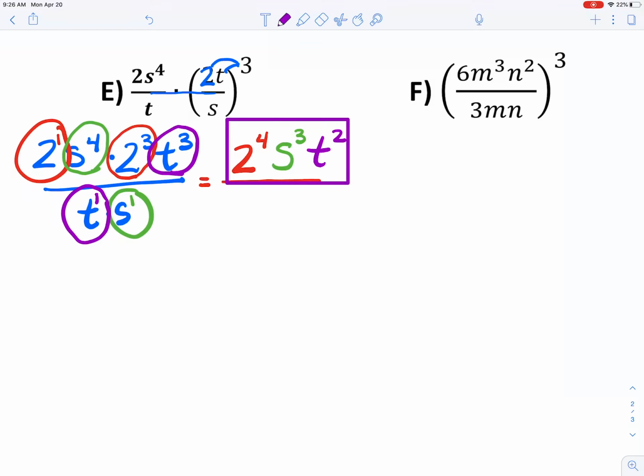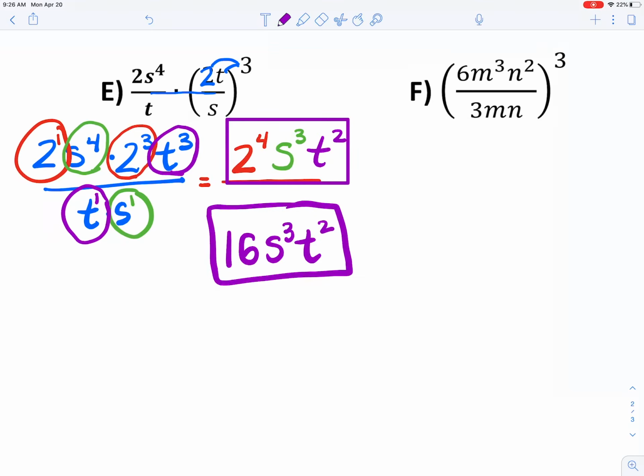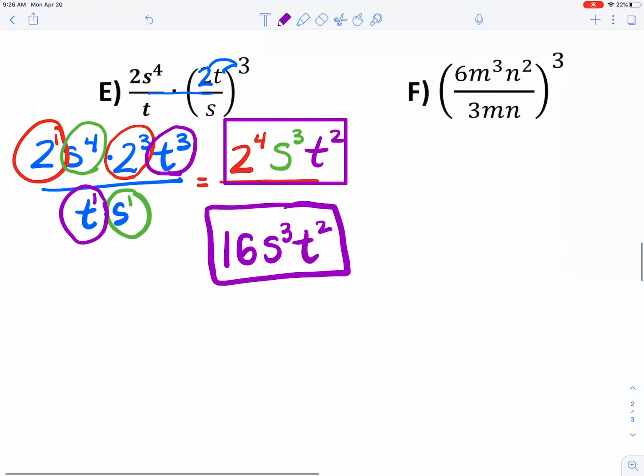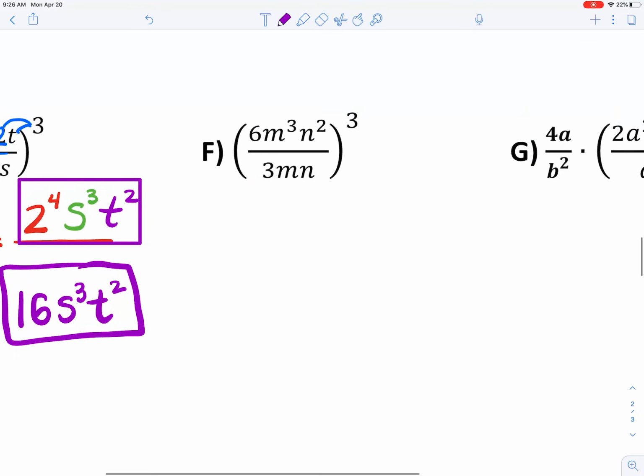If we wanted to write this 2 to the 4 out, 2 to the 4 is 16. So we could have also written this. I'll accept either one of those answers. All right, letter F.